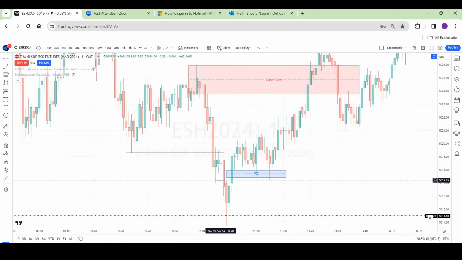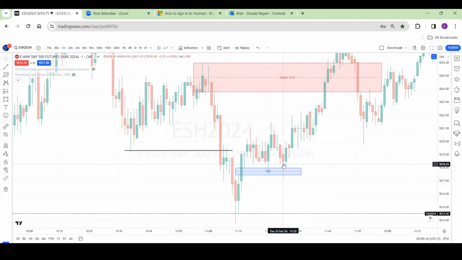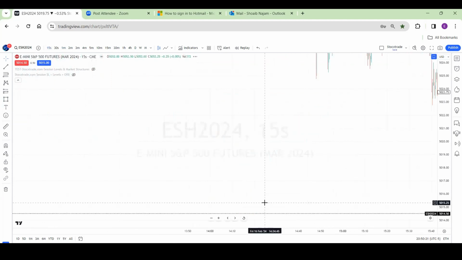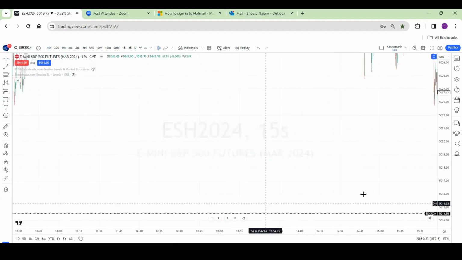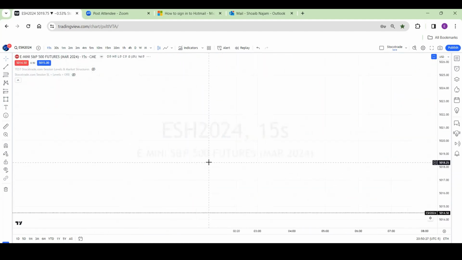How can you say that this FVG is filled? Wick, if you see the price came here, or if I go with 15 seconds, you will see it is filled. No, I didn't show you. Let me show you.